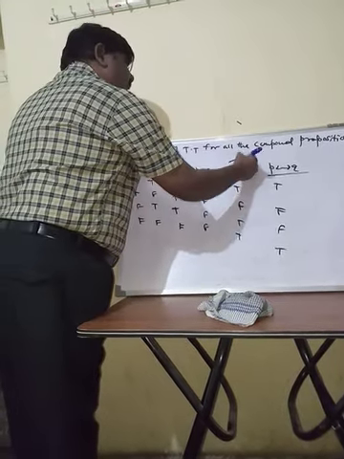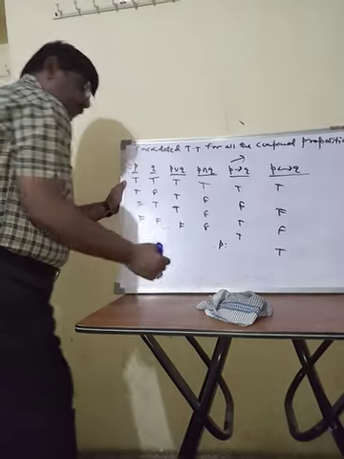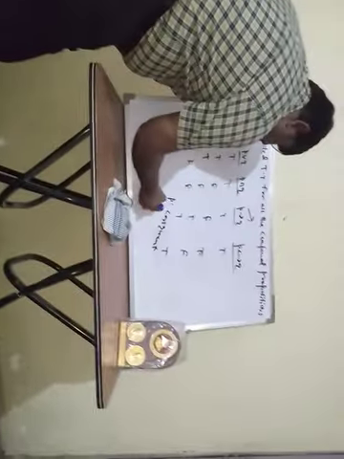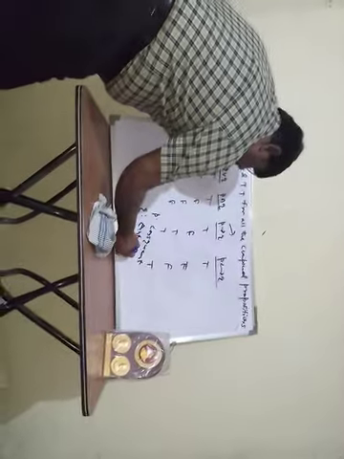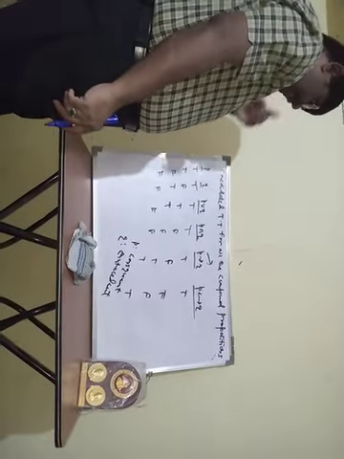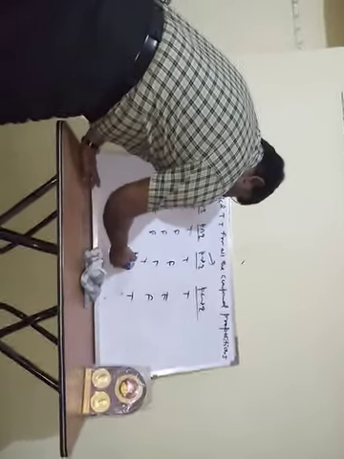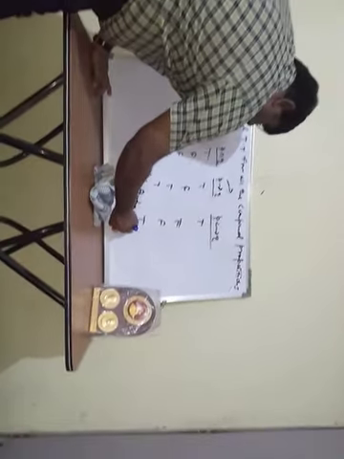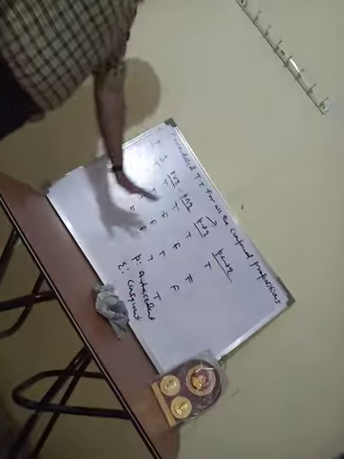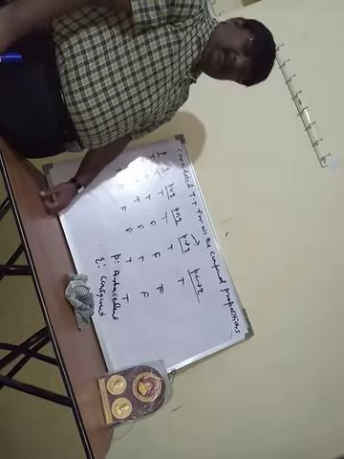So, in the conditional or implication, in only the conditional, the first proposition P is called the antecedent and the second proposition Q is called the consequent. It is only in conditional or implication that the first proposition P is called antecedent and the second proposition Q is called consequent.